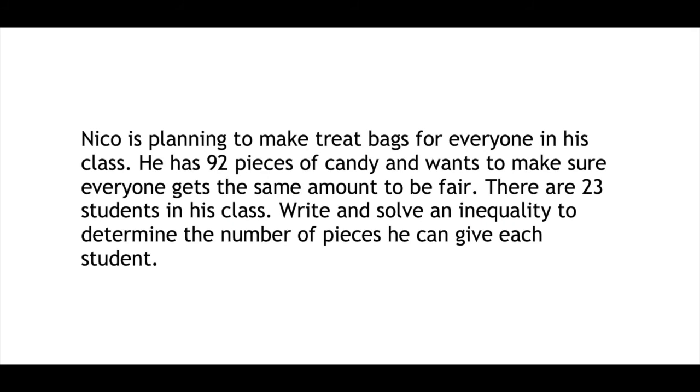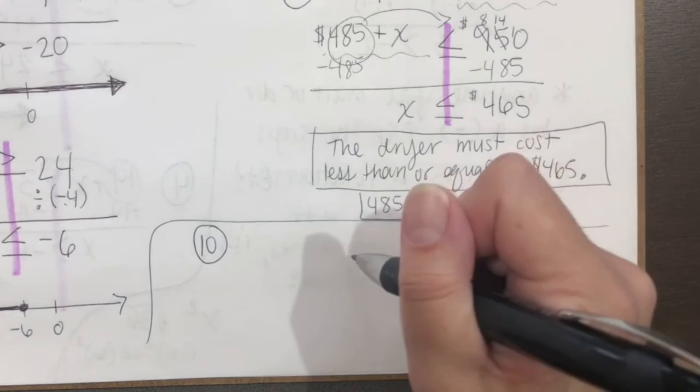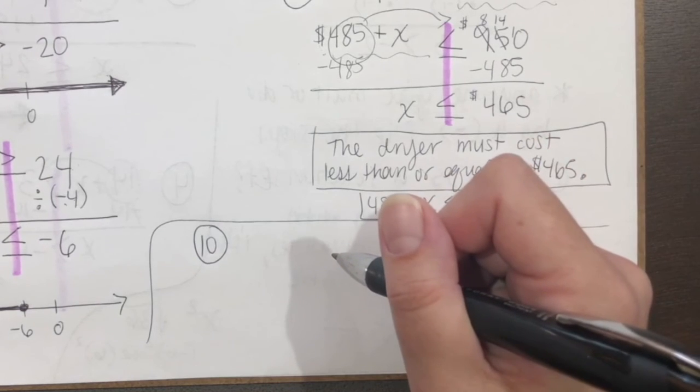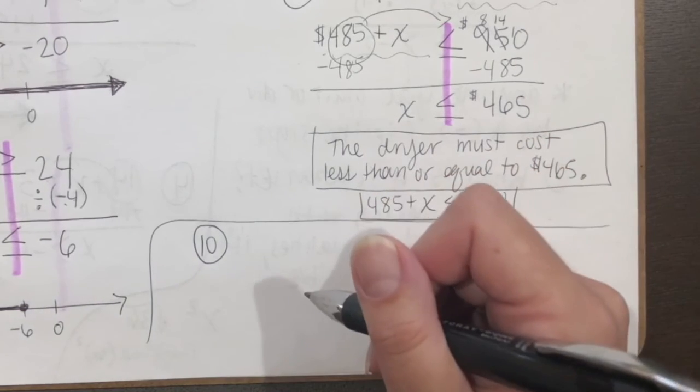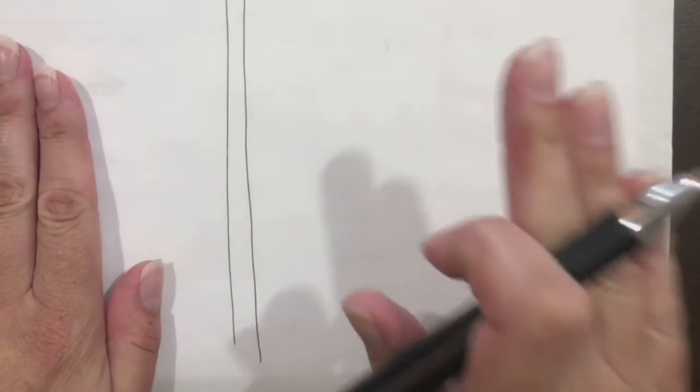Nico is planning to make treat bags for everyone in his class. He has 92 pieces of candy and wants to make sure everyone gets the same amount to be fair. There are 23 students in his class. Write and solve an inequality to determine the number of pieces he can give each student. So this is like saying on our equation mat, we've got 23 students on one side and 92 pieces of candy on the other side. How much does each kid get, right?